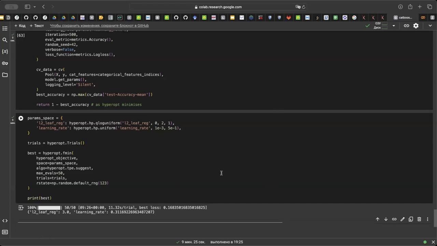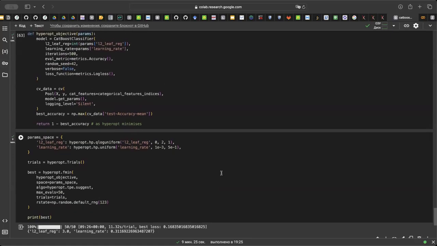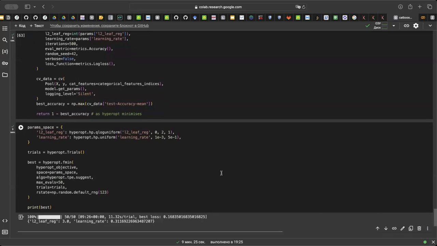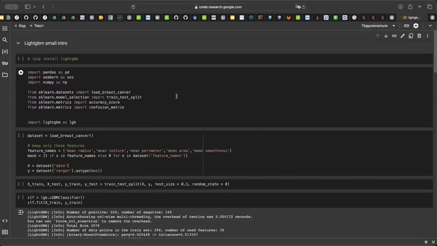Okay, we're done. So the result is that the best learning rate would be 0.3 and something, and the best loss, and we used log loss I guess, is 0.60 and something. So I guess we would move on to another one.